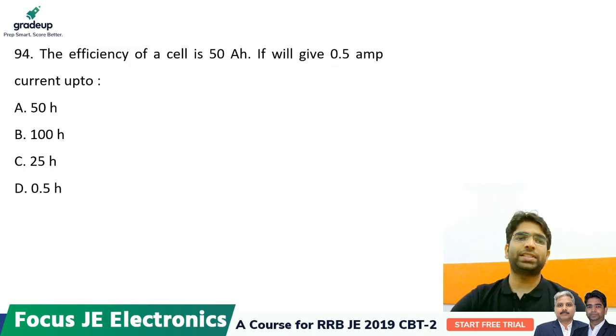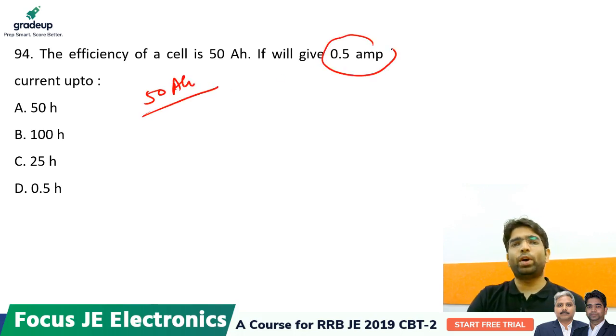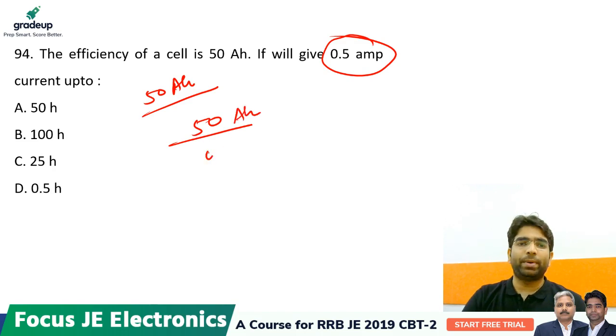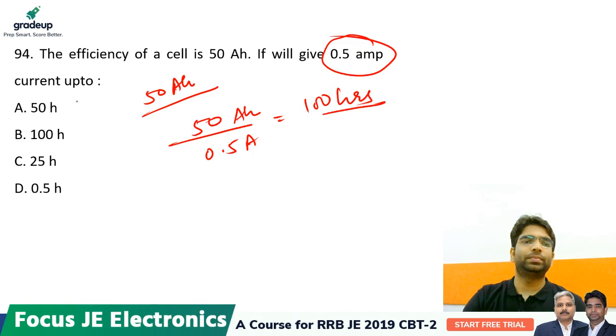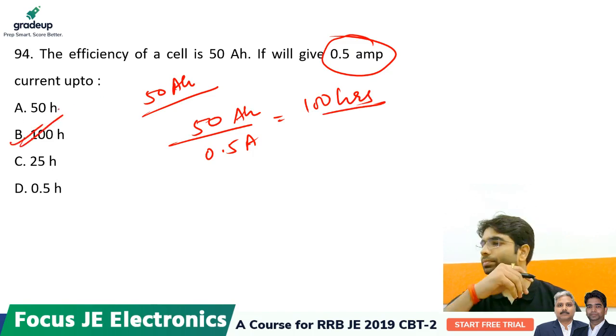The capacity of a cell is 50 ampere hours. It will give 0.5 amperes for how much time? My dear friends, since the capacity is 50 ampere hours, divided by 0.5 ampere, how many hours should it be operating for? It should be operating for 100 hours efficiently.